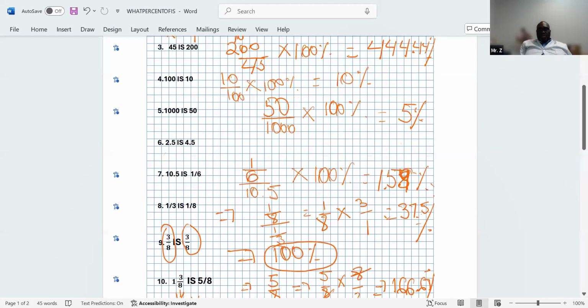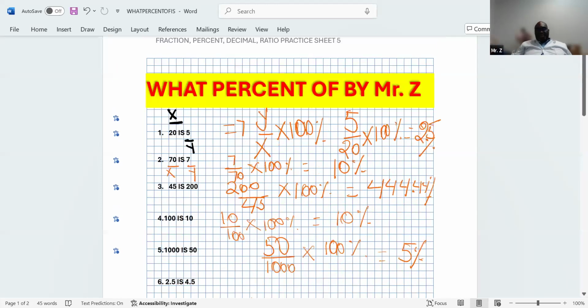All right. So I hope this was helpful. This is how you solve what percent of a number. They are not asking you to find, like on number 2, they are not telling you find 70% of 5. No, no. They are asking you what percent of 70 is 7. So you get the second number, divide by the first number, multiply by 100%. And this answer right here has to have a percentage sign.